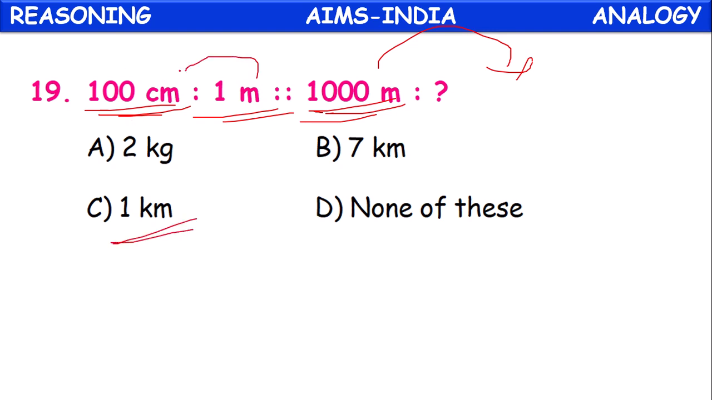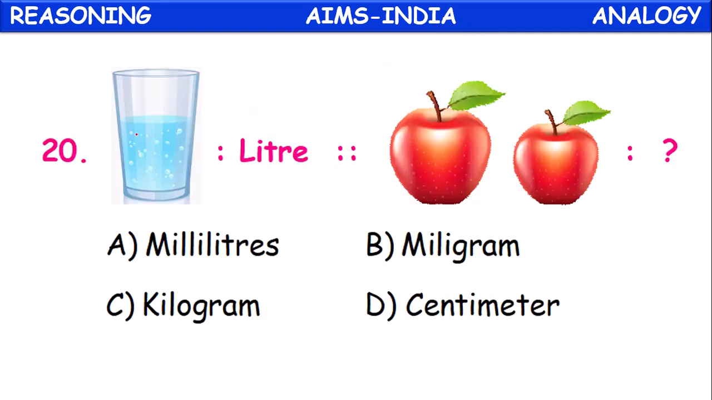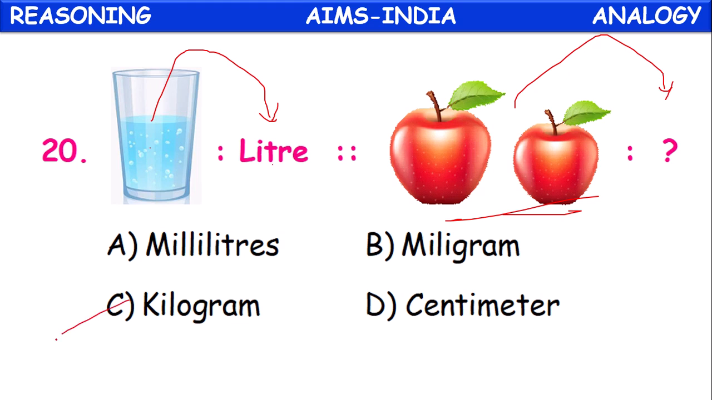So 100 centimeter related to 1 meter. So then 1000 meters related to what? 1 kilometer. So meter is bigger than centimeter. Kilometer is bigger than meter. So answer 1 kilometer.